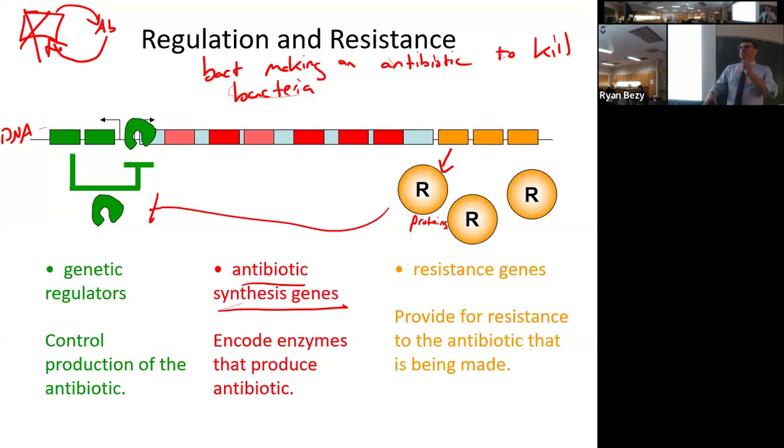There's just a lot of competition for nutrients in the soil. It's not as nutrient rich as a body, so competition is more of a factor. And so a lot of bacteria have evolved ways to kill their competitors. And this is where antibiotics come from.